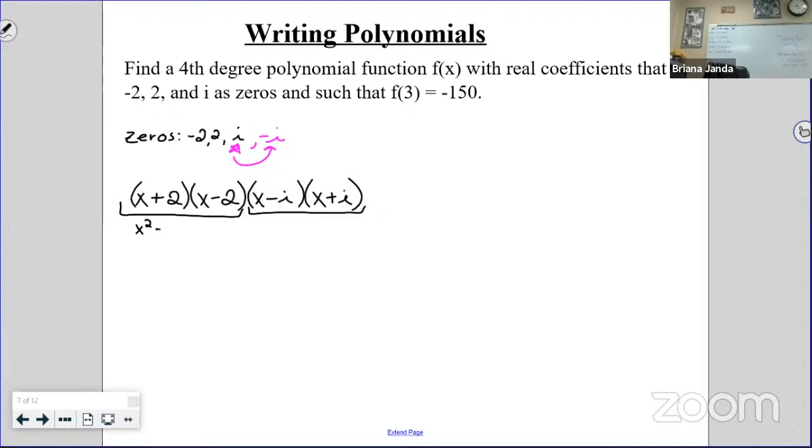So x plus 2, x minus 2. Again, I could do the long route here, x squared minus 2x plus 2x minus 4, or recognize that that's a difference of 2 squares. My middle terms will cancel. We get x squared minus 4.